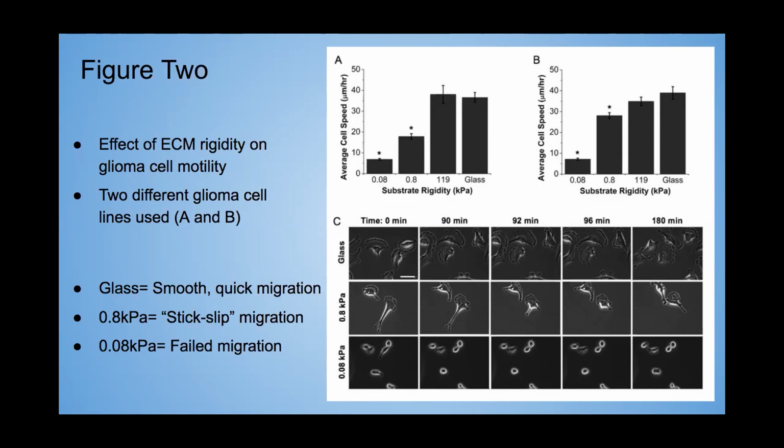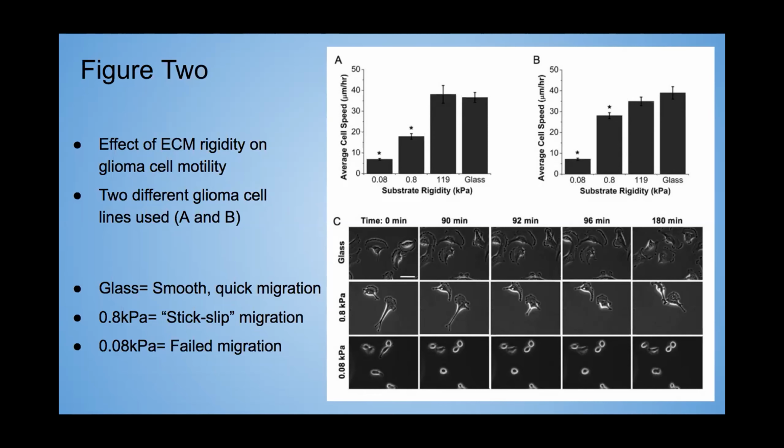And you can see between the 90-minute and 92-minute mark for that middle row, that trailing edge snap forward. It would be cool to see a movie of this, I feel, but from these images you can get the gist of what stick-slip migration looks like. It involves the cell thinning itself out and extending towards the leading edge before the trailing edge snaps forward. So it is a cool thing to look at.